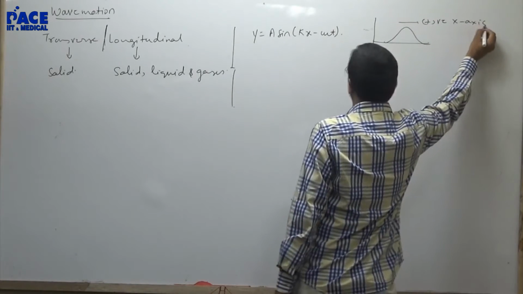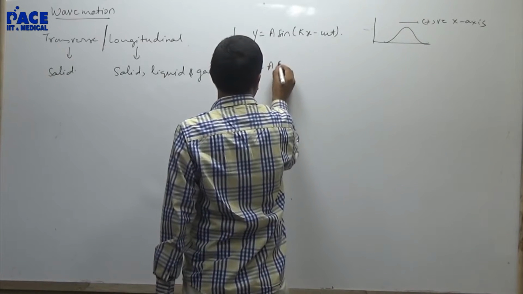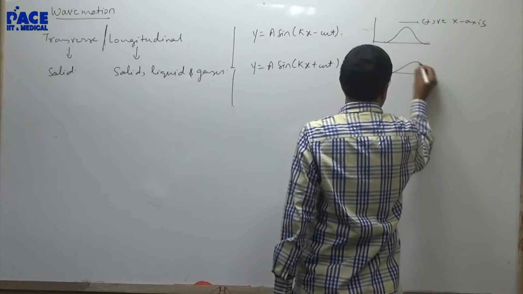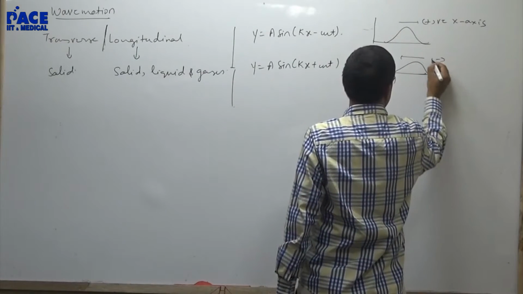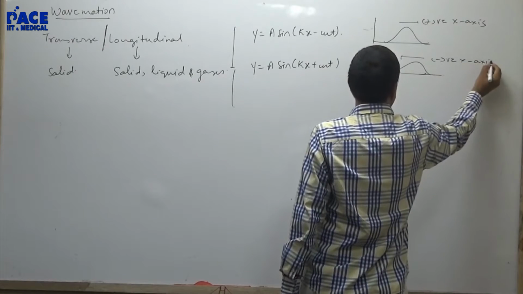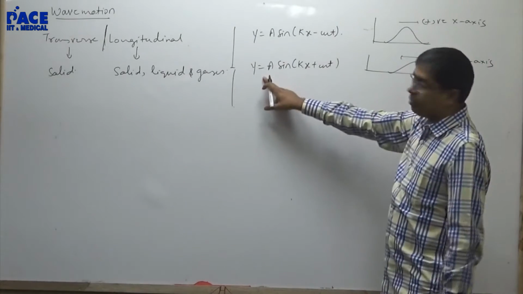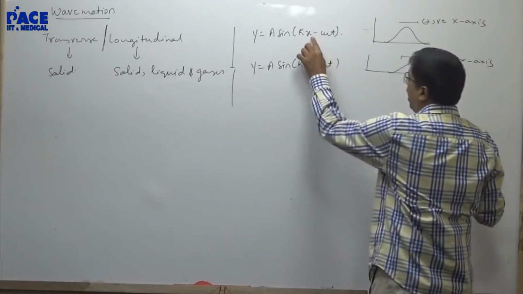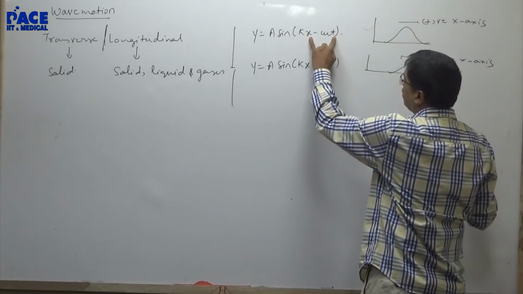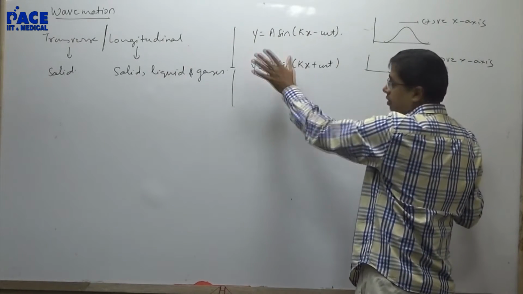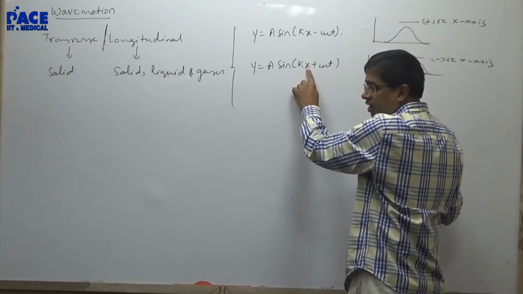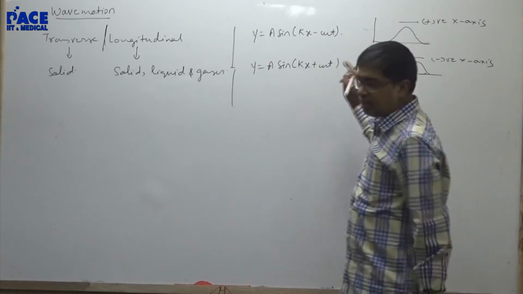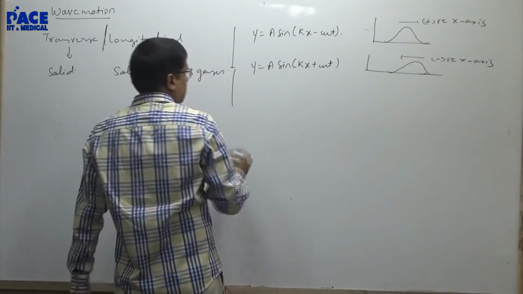Y is equal to a sin(kx plus omega t) will be the wave traveling towards negative x-axis. Why? Understand the simple logic. Why should it be constant? As time is increasing, x is increasing, the difference will remain constant. Vice versa, as x is becoming negative, decreasing, time is increasing, the sum will become constant. Hence kx plus omega t will always be a wave traveling towards negative x-axis.